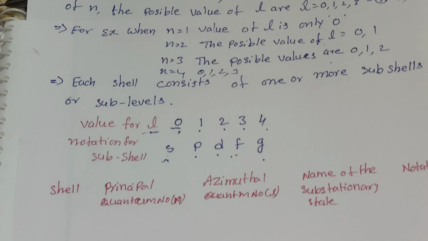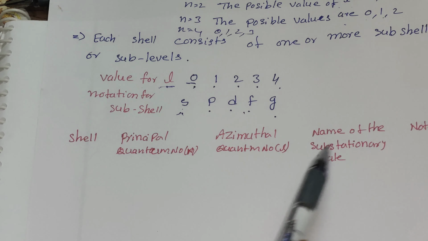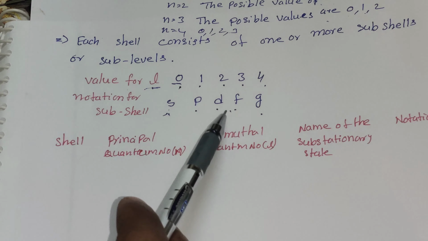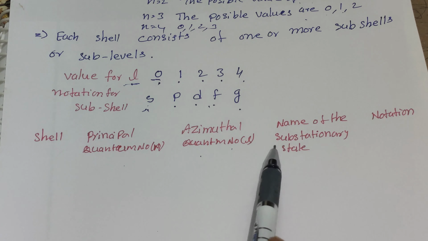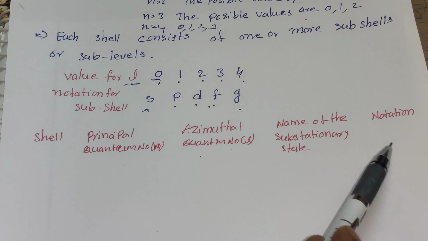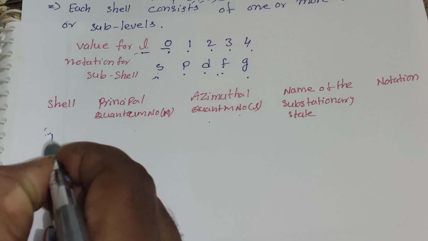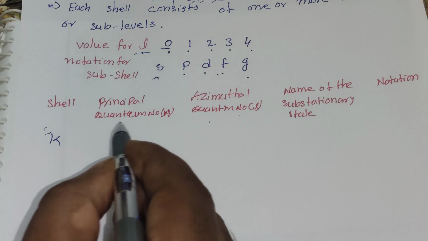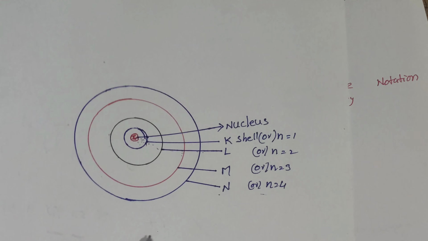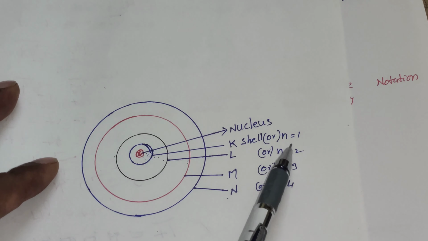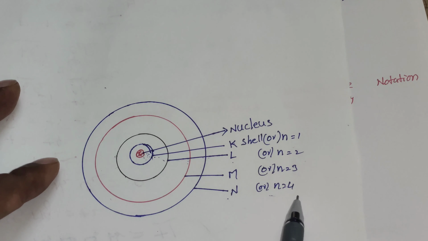Now I am going to explain a table. In the table there are 5 columns: the shell, the principal quantum number, the angular momentum or azimuthal quantum number of the subshell in the state, and the notation. Here the shell is the K shell, and the principal quantum number n is equal to 1 in the K shell. The L shell has n equal to 2, the M shell has n equal to 3, and the N shell has n equal to 4.